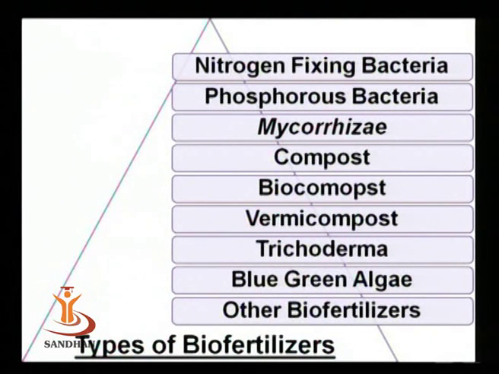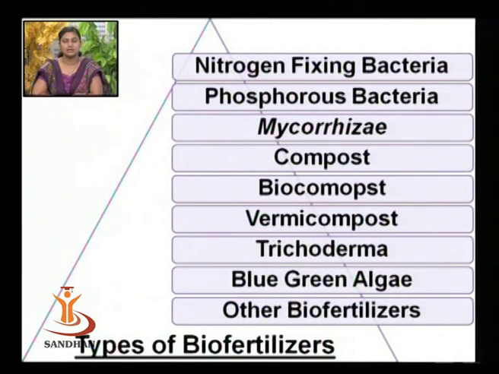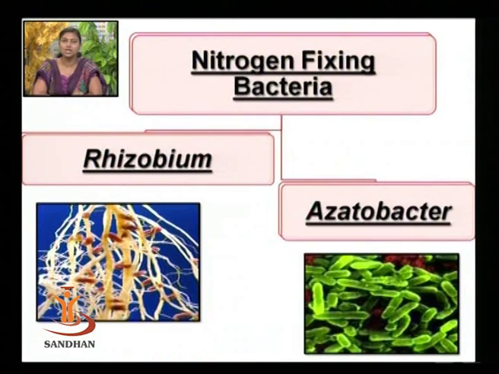The list is there of the types of biofertilizer. The first one is nitrogen fixing bacteria, then phosphorus bacteria, mycorrhizae, compost, biocompost, vermicompost, Trichoderma, blue-green algae, as well as many more types of biofertilizers. Now we have to proceed to the discussion of each and every individual one with its details, how they work as a fertilizer. So first we are coming to nitrogen fixing bacteria.